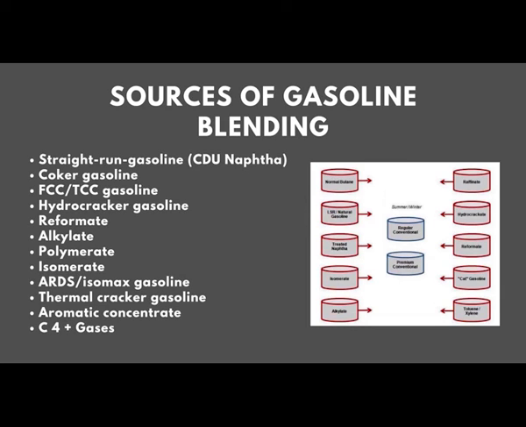The sources of gasoline blending. Gasoline blending in a refinery is an art. It is the most complex operation. The different sources of gasoline blending are straight-run gasoline or CDU naphtha, coker gasoline, fluid catalytic cracker gasoline, thermal cracker gasoline, hydrocracker gasoline, reformate which comes from the platformer unit, alkylate that comes from the alkylation unit, polymerate, isomerate which comes from the isomerization unit, aromatic concentrate and C4 plus gases.